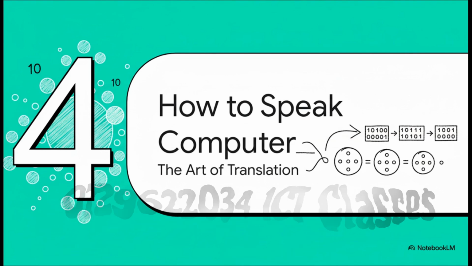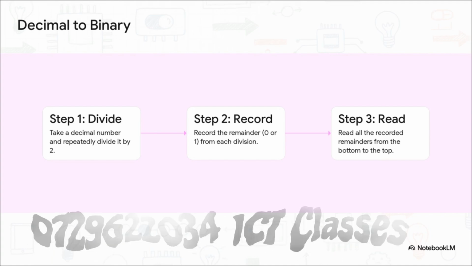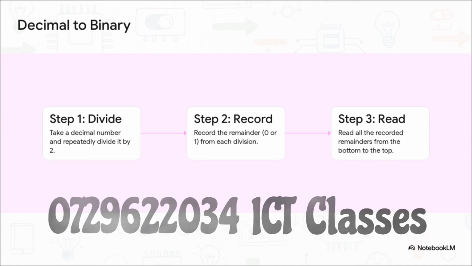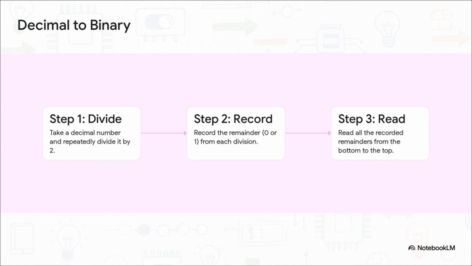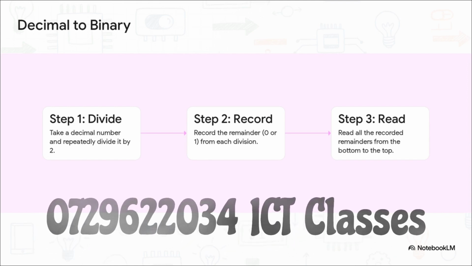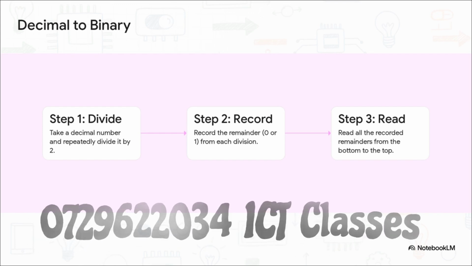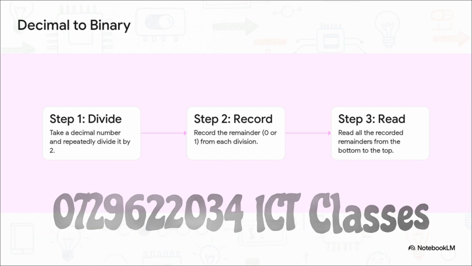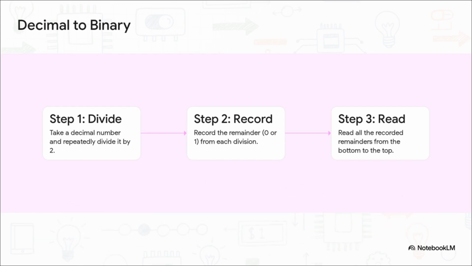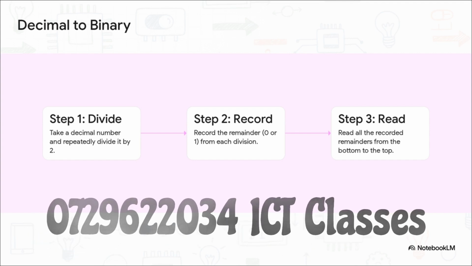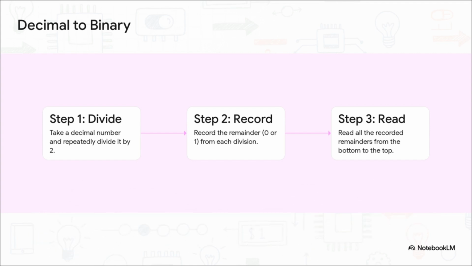It's all about division. All right, let's try it. We'll take a number we all understand. Let's say 13. The process is simple. You just keep dividing that number by 2. After each division, you just jot down the remainder, which, of course, is only going to be a 1 or a 0. And when you can't divide it anymore, you just read those remainders you wrote down, but you start from the bottom and go up.